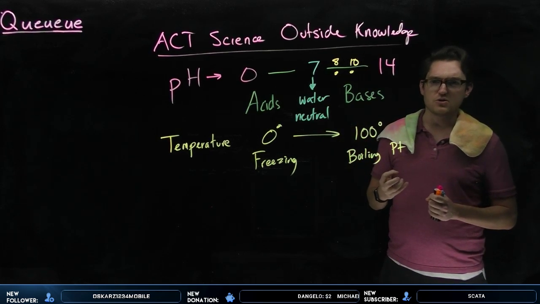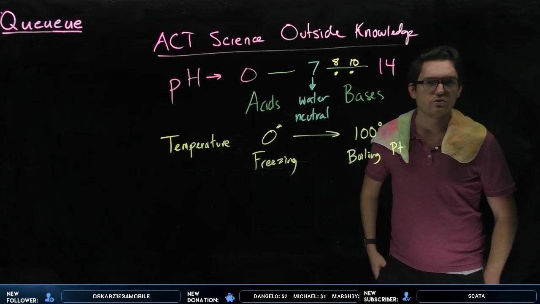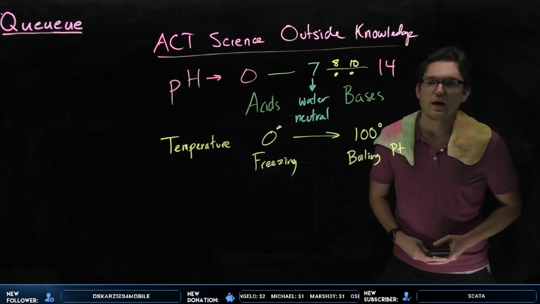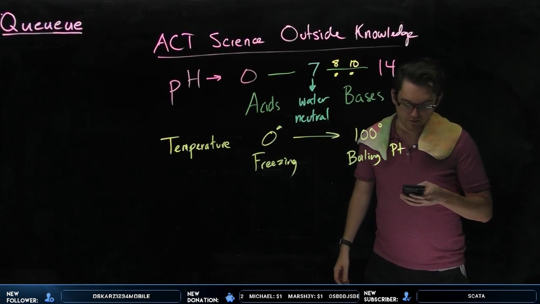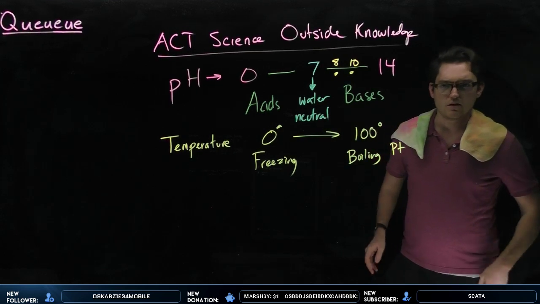You don't need to know the freezing point, boiling point of other weird chemicals. Water is the most important one. We use it all the time. It comes up in science, things like that. That's why those numbers are important. Okay, more things we're going to talk about. We're going to talk about independent and dependent variables.